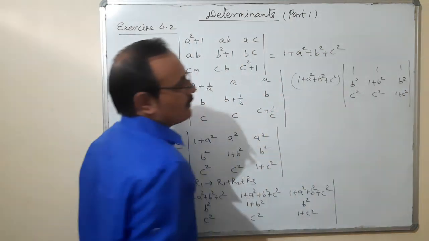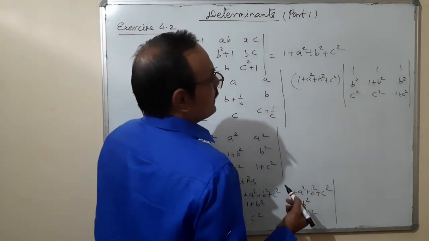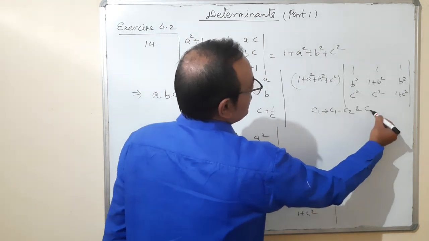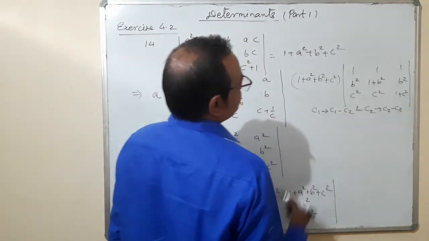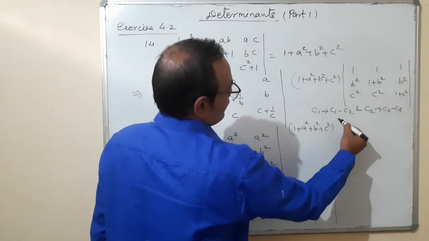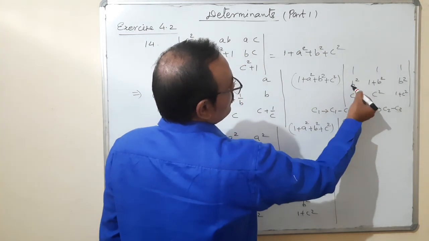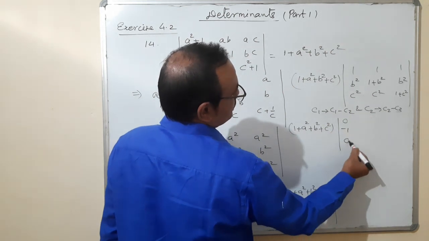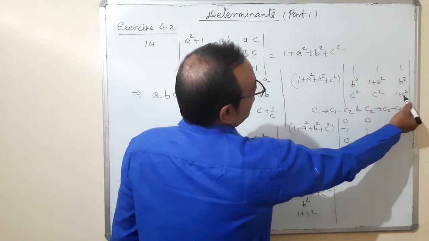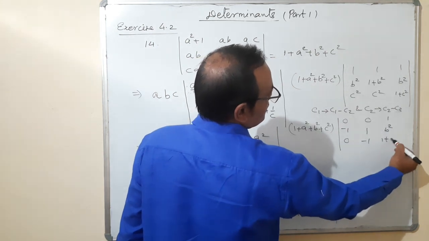After that, what should be done? We are trying to make elements 0 as much as possible. So here I can make the elements 0. C1 is replaced by C1 minus C2 and C2 is replaced by C2 minus C3. C1 replaced by C1 minus C2 gives 0, minus 1, 0. We cancel 1, and it is C square minus 1, equal to 1, B square, 1 plus C square.